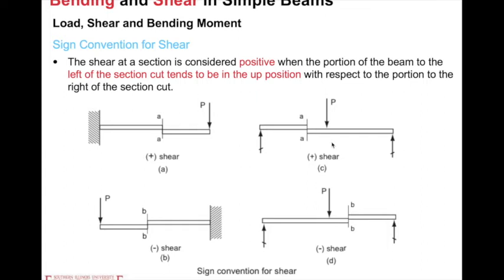And similar for this one, this is positive. And for this one, we have P applied at the left end, and the right end is fixed. If we look at cross section BB, also like this free body diagram, the left portion should be lower and the right portion should be a little upper. This is a little exaggerated here. So that means this shear is negative. Similar for this one.